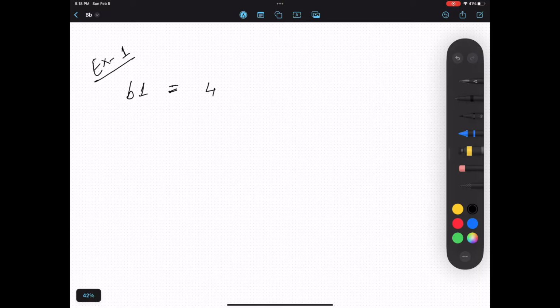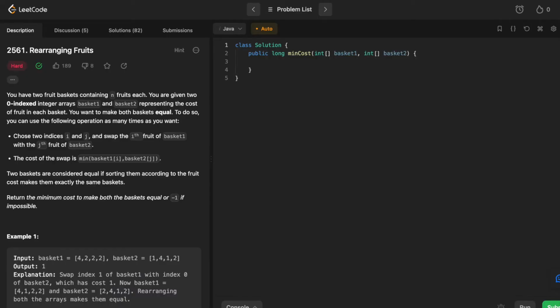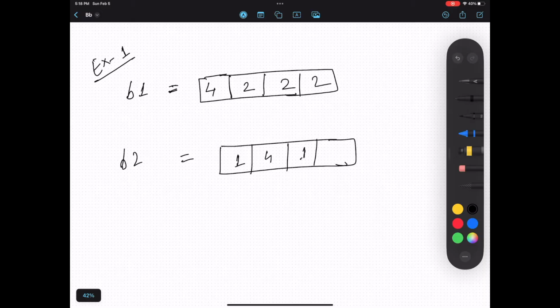B1 contains 4 2 2 2, and these are the number of fruits that can be contained in these baskets. B2 contains 1 4 1 2. So the goal of this problem is to make B1 and B2 look exactly the same.